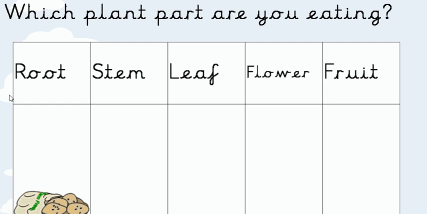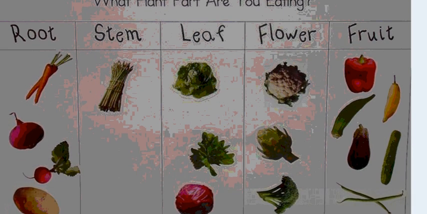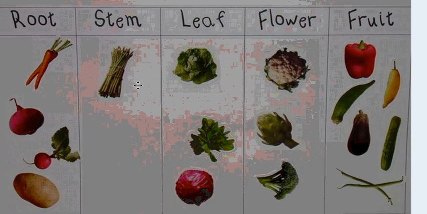Okay, so I'd like 2 or 3 in each of your columns, children, of different plants, different fruits and vegetables that we eat and that come under the different headings. So which leaves do we eat? Which flowers do we eat? Have a think. You might like to have a Google, talk to an adult, research. That would be wonderful. I've done my own one just here, children. I'll just give you a quick look. What plant are you eating? So we've got the roots, the stems, the leaves, the flowers and the fruit. Remember, children, I'd like you to label your table as well so that I know which is which.